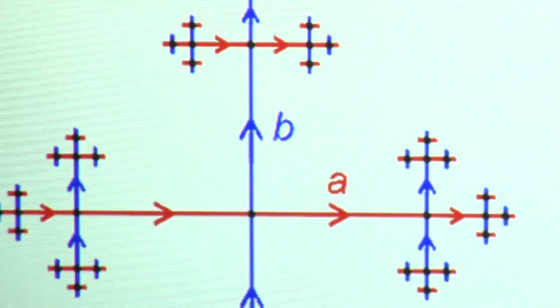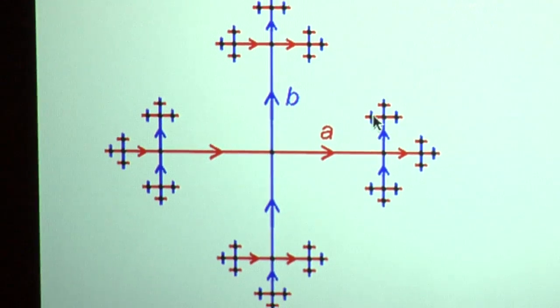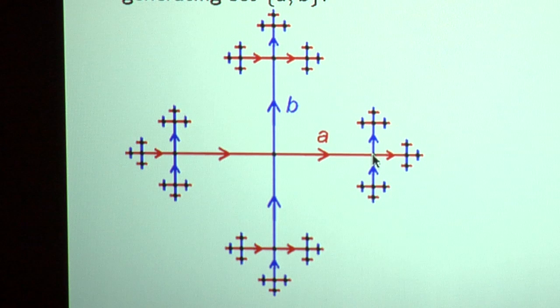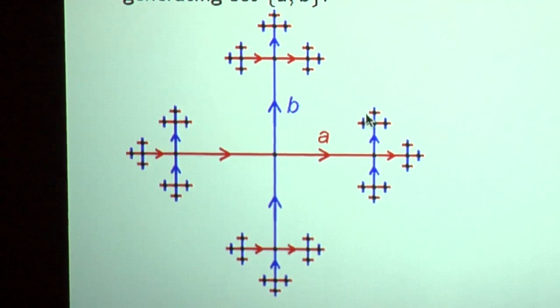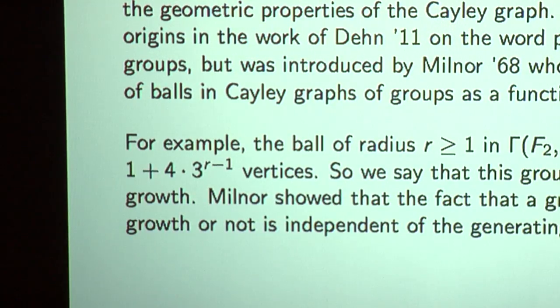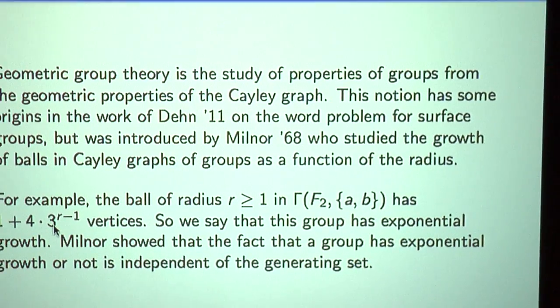So what do I mean by that? Well, if you take the ball of radius r in the Cayley graph, where r is some integer, in the Cayley graph of a free group on 2 generators, then it has 1 plus 4 times 3 to the r minus 1 vertices. So if we go back to this picture, the ball of radius 0 has 1 point. The ball of radius 1 will have these 5 points. And then in each one after that, you get 3 more vertices adjacent to the outermost guy there, and so it multiplies by 3 from then on. Is that clear? And so the growth of this is exponential. It's 3 to some power.